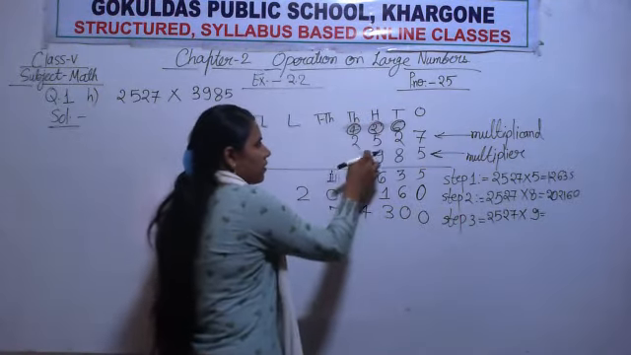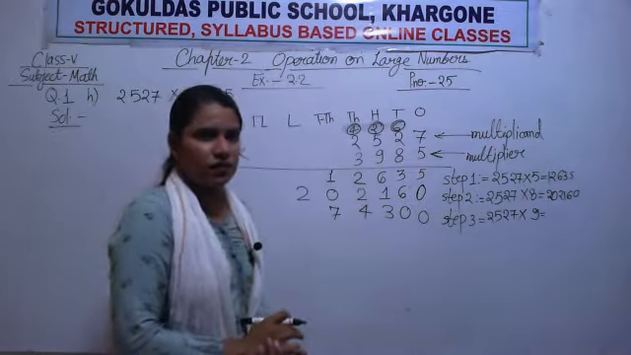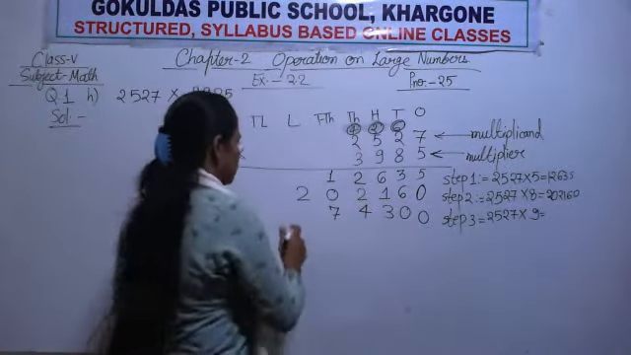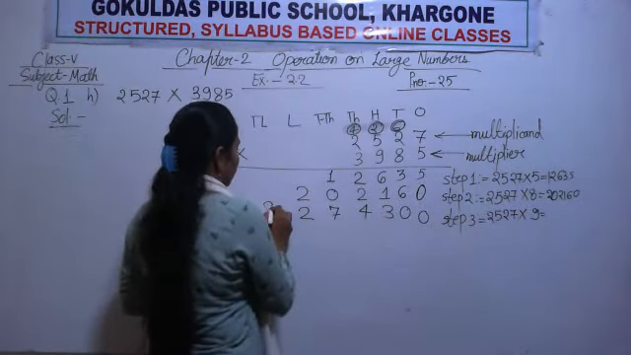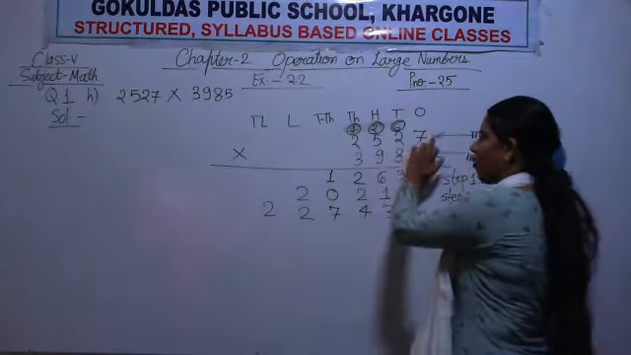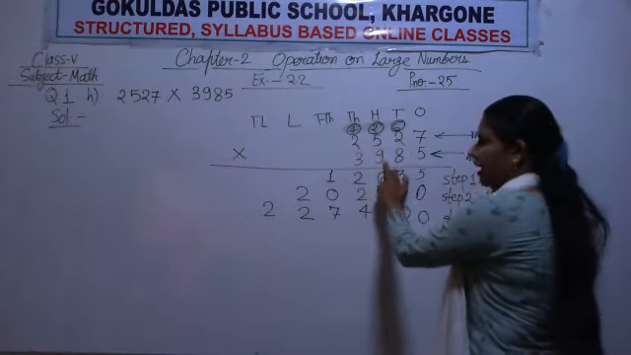9 twos are 18. 18 plus 4 is 22. So write 22 over here. Step 3 is done. We have multiplied all the digits of the multiplicand by the 9.